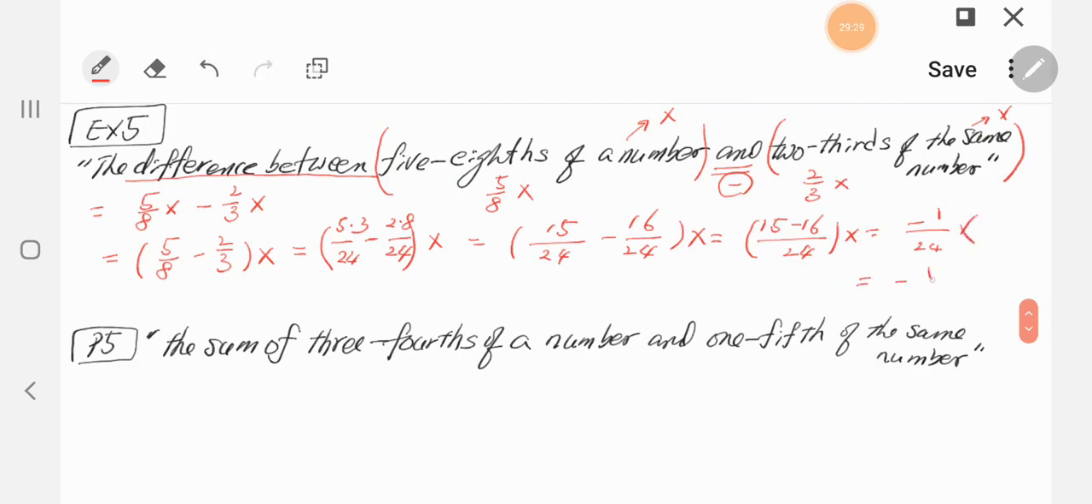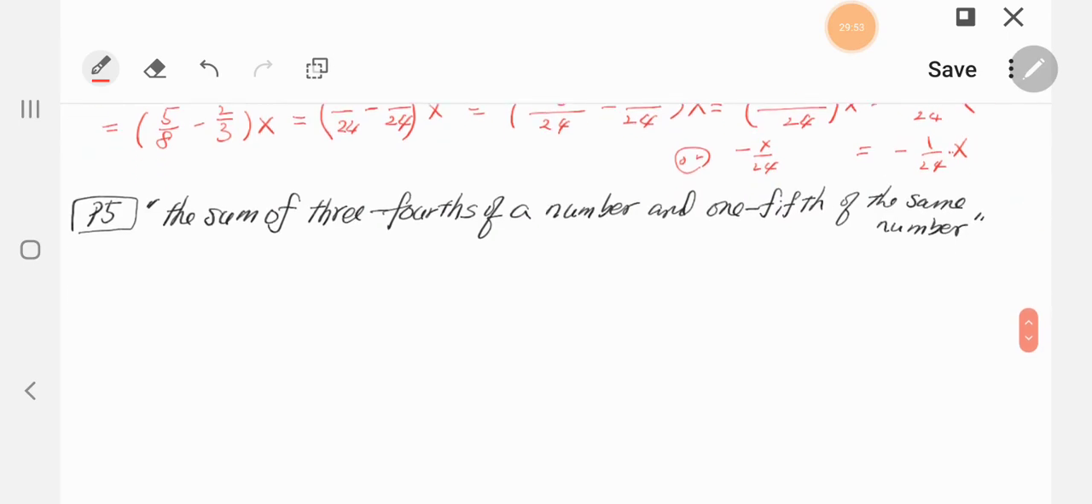negative 1 over 24x, or negative x over 24. Doesn't matter, because the numerators are multiplied together. So negative 1 times x is negative x.